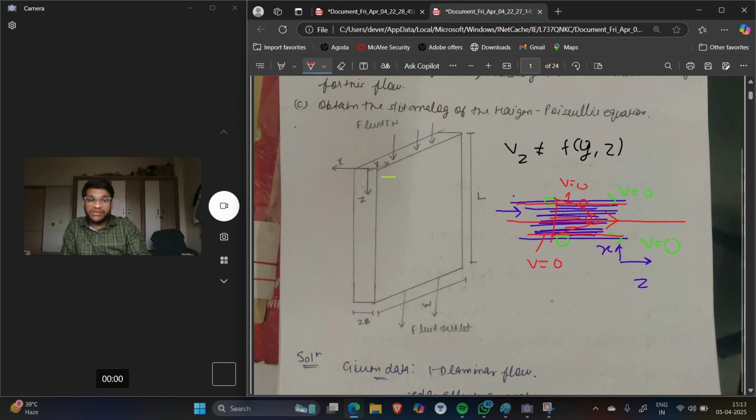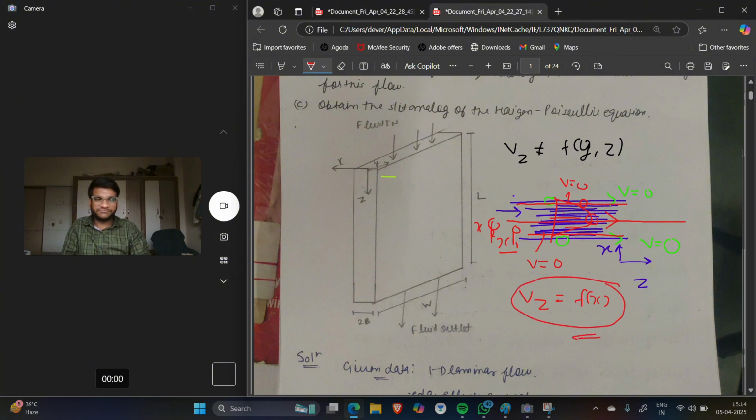Somewhat like this. Means my Vz, my velocity in z direction, is a function of x. Means from here, if I choose one x1 and x2, the velocity at x1 will not be equal to the velocity at x2. The reason behind this is viscous forces are acting in the direction of x. So due to the viscosity between the layers of the fluid, the velocity of two layers is not the same. So my Vz is a function of x.